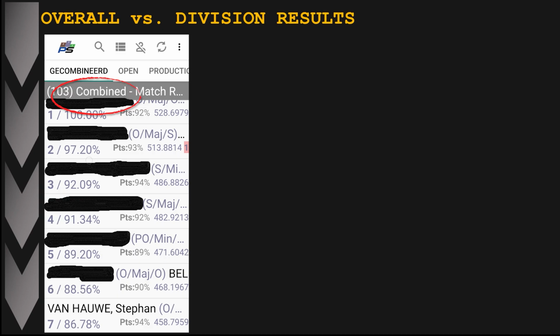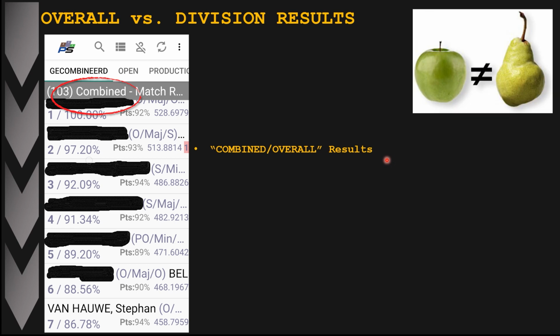Before getting into the 5-step process, I really wanted to briefly touch on overall combined versus division results. Many match organizers will publish lists either in Practice Score and or on paper that show the combined overall results with a respective ranking, regardless of division you shoot at, subcategory as far as senior, super senior, lady, junior, and so forth. So everything is mixed together, and it provides a high-level overview and ranking of everybody that shot the match.